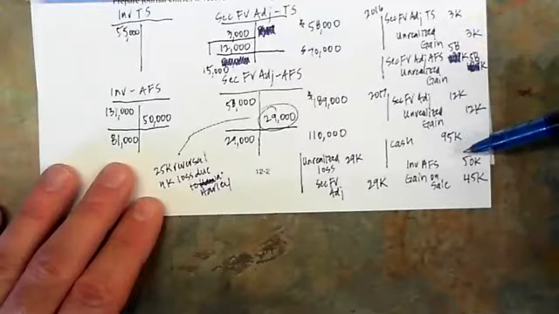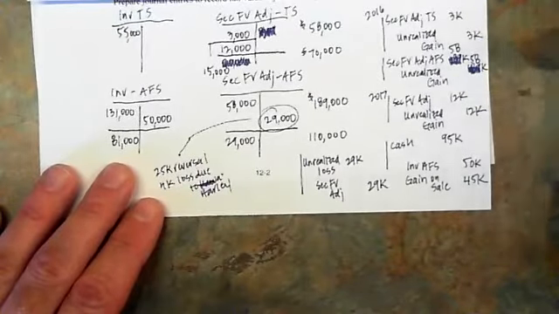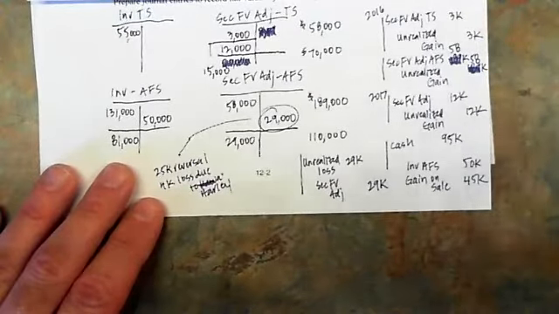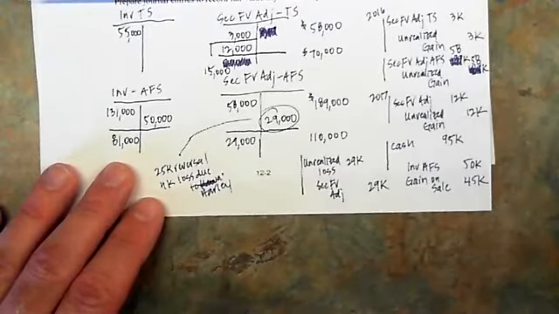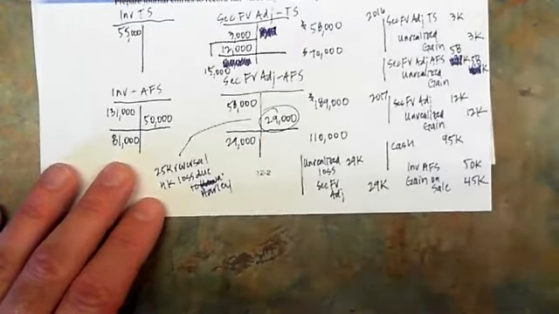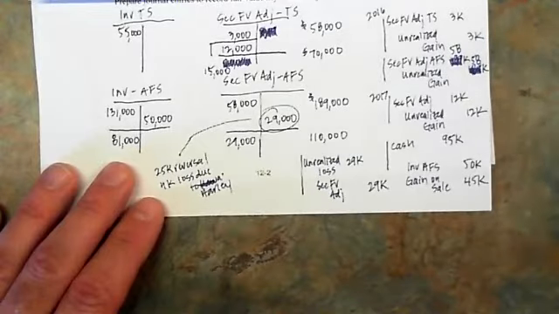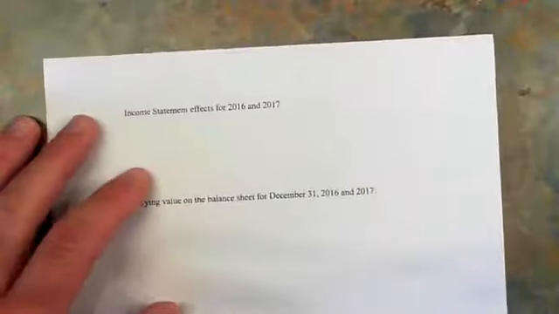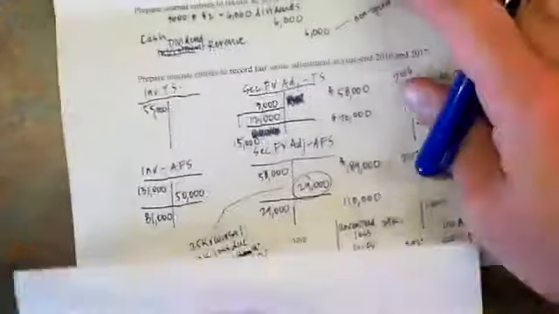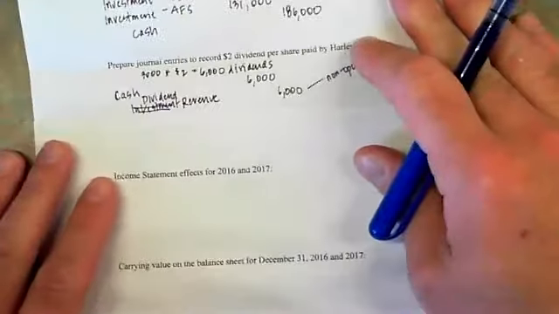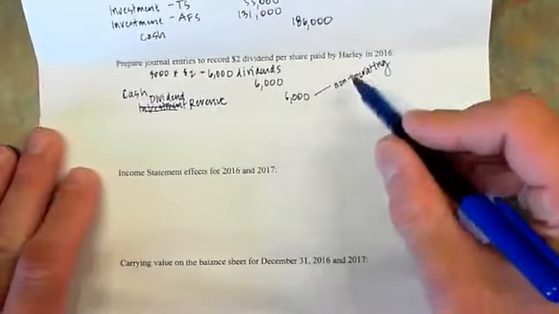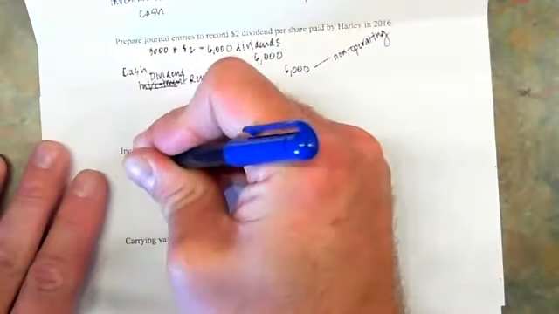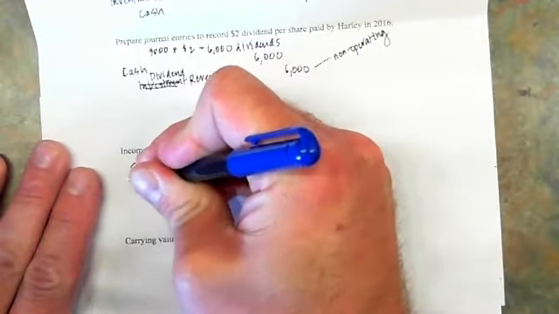And I'll talk through this again in class, but make sure you get the nuts and bolts that once an AFS security is sold, then we want to reverse anything we've already recognized and then recognize the entire sale at the day of sale. The income statement effects for 2016 and 2017 will flow from our entries that we've made. So for 2016, we have to include these dividends from Harley. Remember that dividend revenue is going to be non-operating revenue.